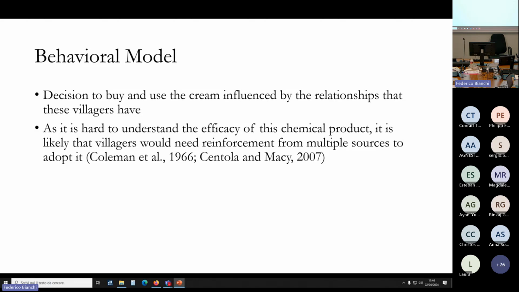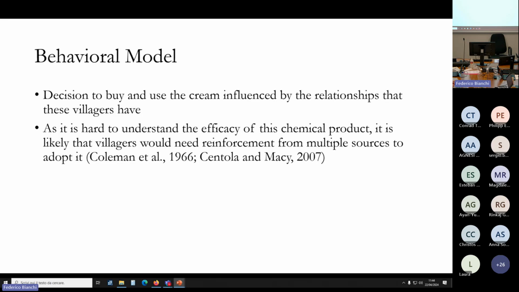Also because typically for health-related issues, they revert to a traditional healer that uses herbs and some traditional medicine, and they are kind of skeptical about using chemical products as health preventive measures, right? And therefore, it is likely that these villagers will need reinforcement from multiple sources to adopt it. So it's not that just my peer is using the cream, but if instead I have, I don't know, 4 or 5 individuals that are relevant for me that are using the cream, then I'm more likely to jump in and use this cream.